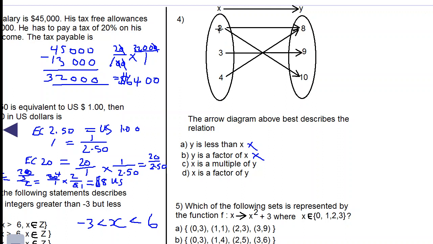C. X is a multiple of Y. Is that true? Is 2 a multiple of 8? No. 2 has to be 8 or a number bigger than 8 so that 8 can go into the value of X without leaving a remainder. So C has to be wrong. And D. X is a factor of Y. Let's look at this one. Is 2 a factor of 8? 2 could go into 8 without leaving a remainder. Is 2 a factor of 10? 2 can go into 10 without leaving a remainder. Is 3 a factor of 9? 3 into 9, 3, no remainder. Is 4 a factor of 8? 4 into 8 is 2 without leaving a remainder. So this is the correct relation here. D, x is a factor of y.